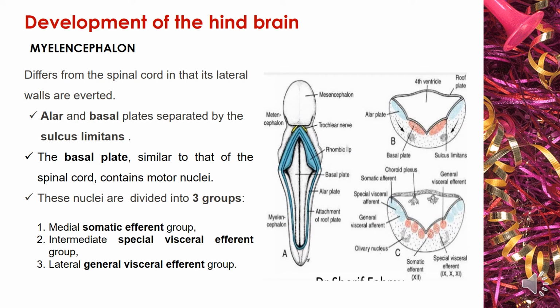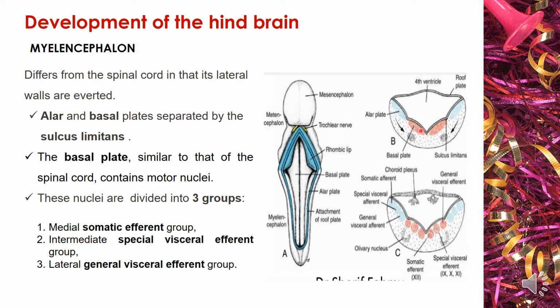Now, the myelencephalon differs from the spinal cord in that its lateral walls are everted. The alar and the basal plates are separated by the sulcus limitans.